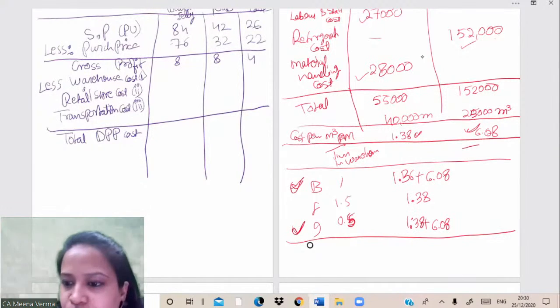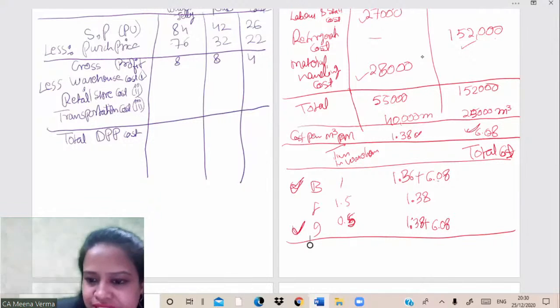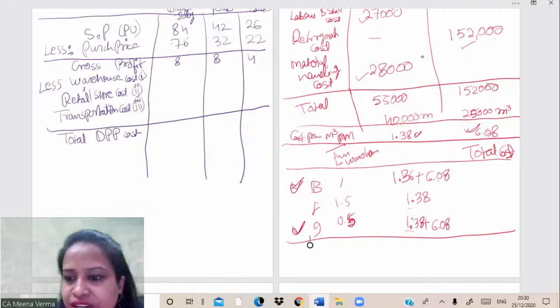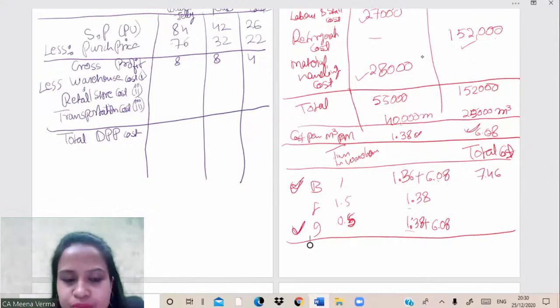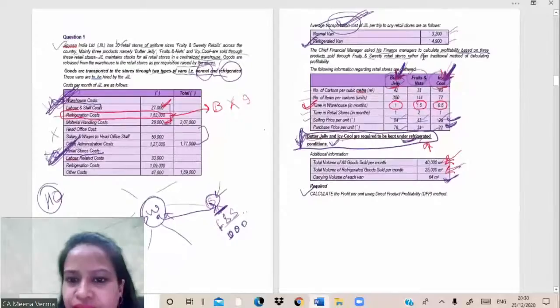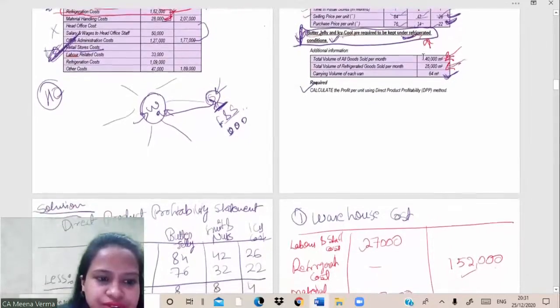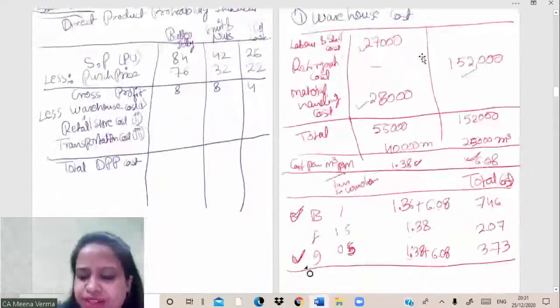So what will be the total cost? First add them, then multiply with this. You will get the total warehouse cost of butter jelly, which is 7.46 per meter cube, 2.07 per meter cube and 3.73 per meter cube. Then consider how many meter cube you have kept, and considering that you can find this warehouse cost easily. Or you can consider the meter cube cost also.